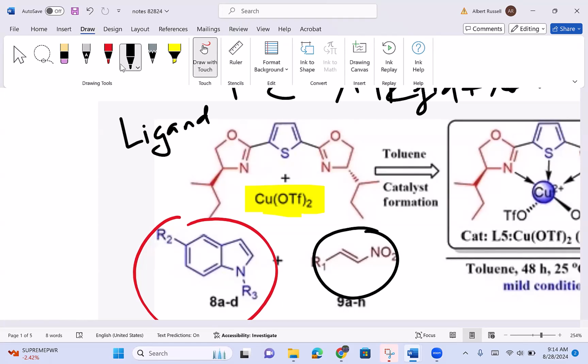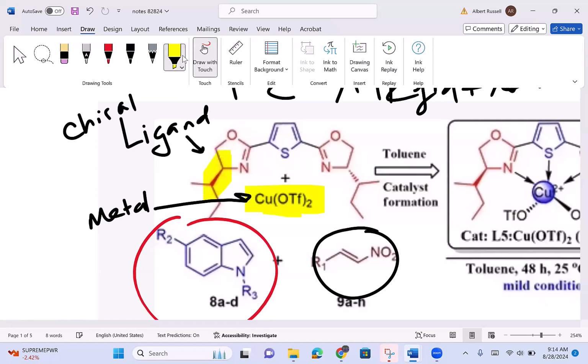So you have your ligand, which is here, and then your metal. And those two things are what's required to do asymmetric catalysis. Well, not just any ligand. It has to be a chiral ligand. And you can see right here on the ligand, the two substituents here are opposite or chiral. So this particular type of ligand, we call it C2 symmetric. So it's a C2 symmetric ligand.